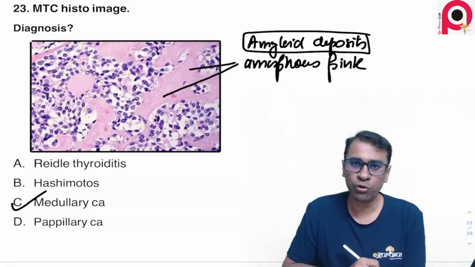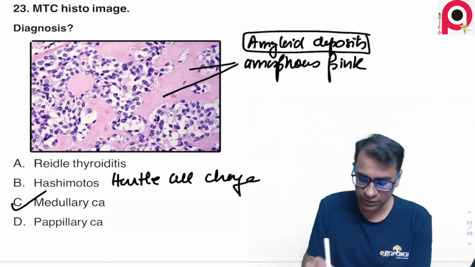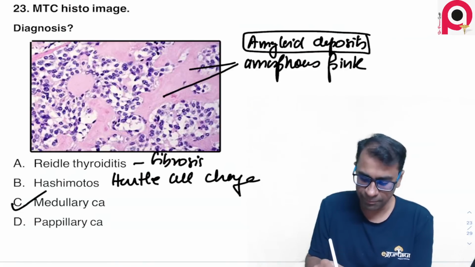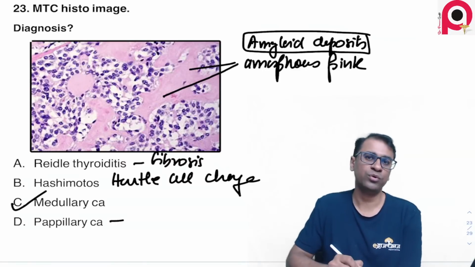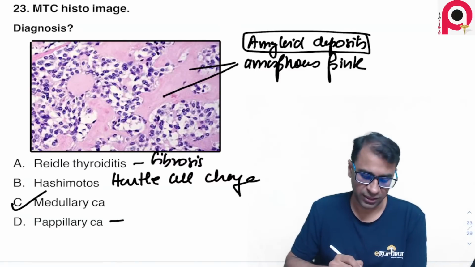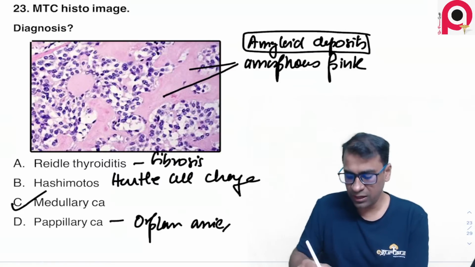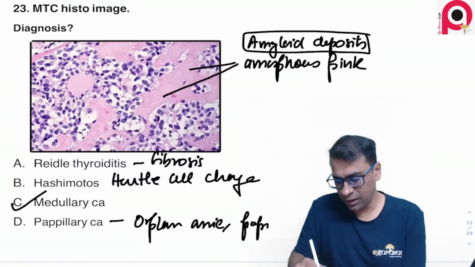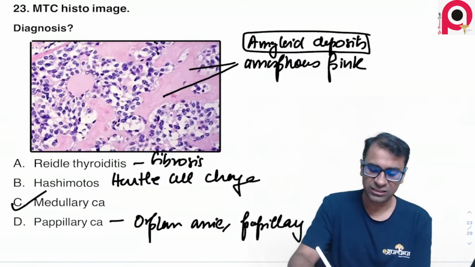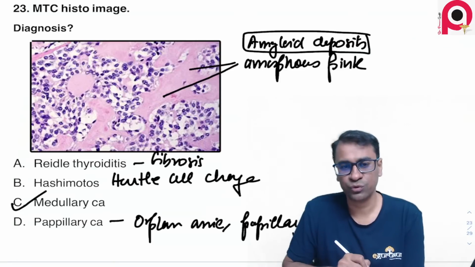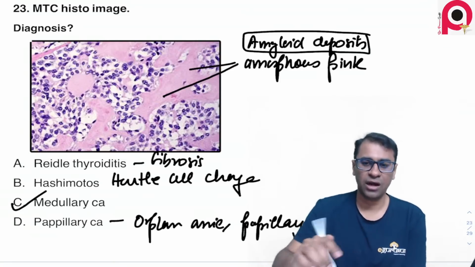Okay, Hashimoto thyroiditis will show you Hurthle cell change. Riedel's thyroiditis will show you fibrosis of the gland, and papillary carcinoma will show you nuclear clearing, grooving, and also the basic papillary structures. It will show orphan Annie eye nuclei, the papillary pattern, and not to forget, it will also show calcium deposition. And so the right answer to this question looks to be a case of medullary thyroid carcinoma.